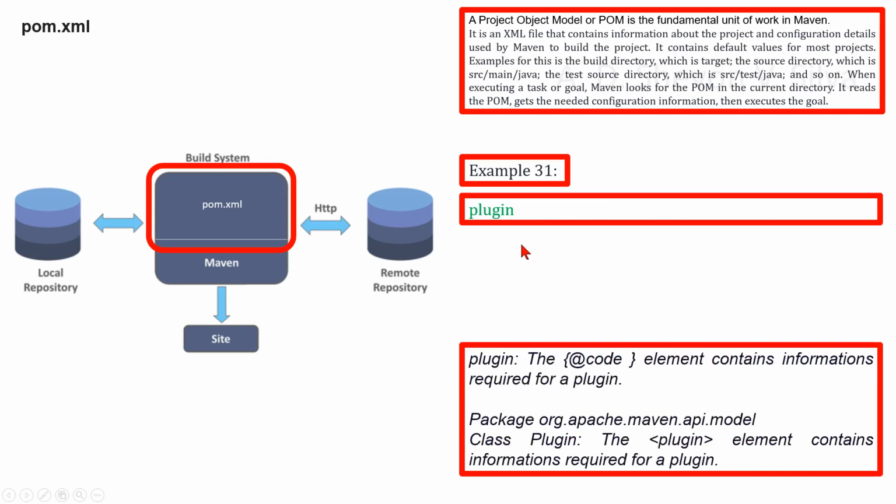Plugin. The plugin element contains information required for a plugin. The class Plugin in package org.apache.maven.api.model. The plugin element contains information required for a plugin.